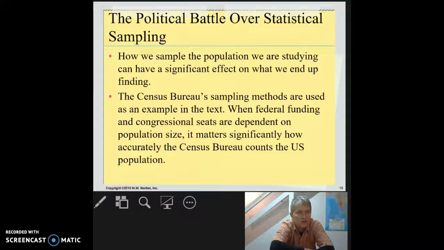And then there's the political battle over statistical sampling. How we sample the population we are studying can have significant effects on what we end up finding. Census Bureau sampling methods are used as an example in this text. When federal funding and congressional seats are dependent on population size, it matters significantly how accurately the Census Bureau counts the U.S. population. The Census Bureau's account of the U.S. population should be considered the gold standard.